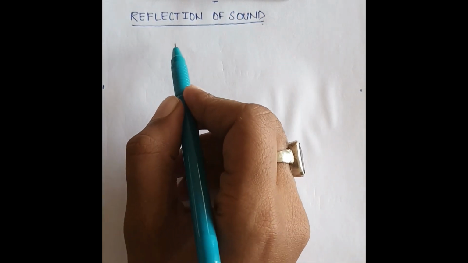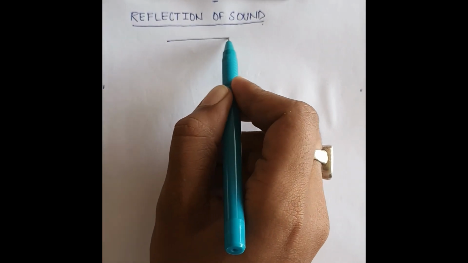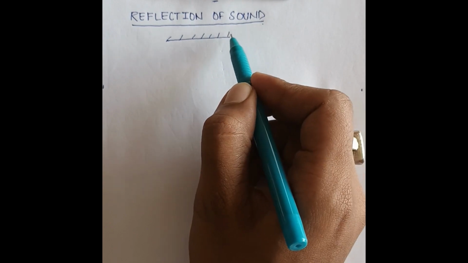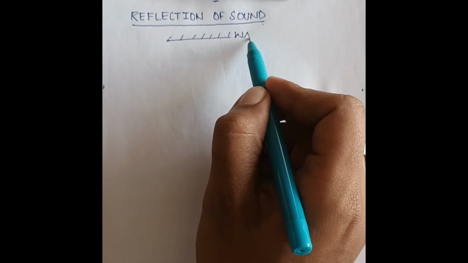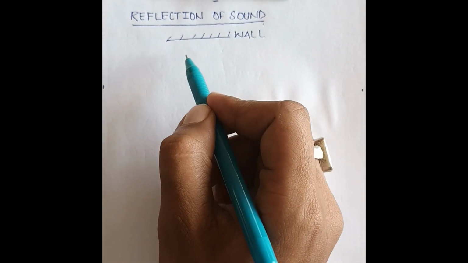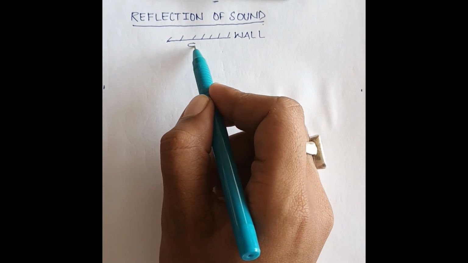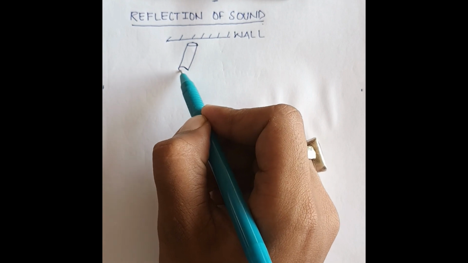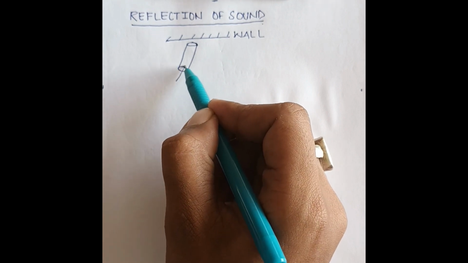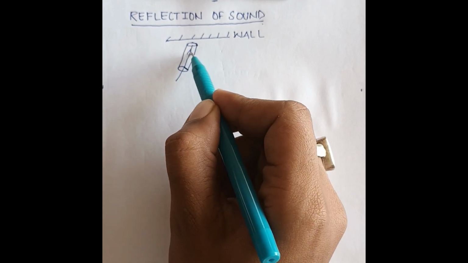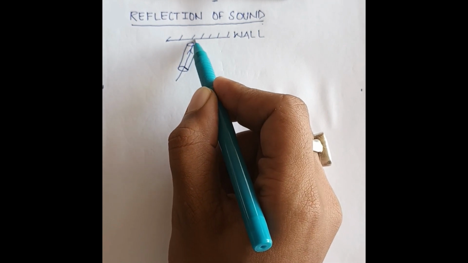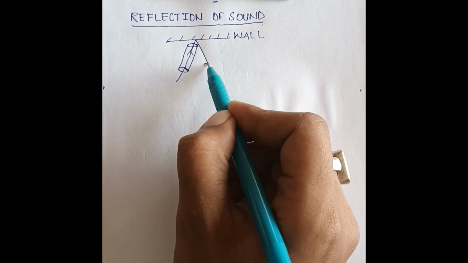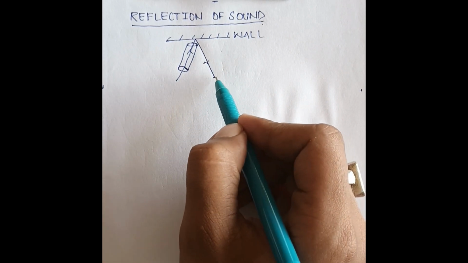What happens, students? Suppose we have a wall, let us consider this is a wall which the sound is about to strike. And let us consider we have a hollow pipe through which we will try to send the sound in this direction. It will strike the wall and be reflected, and we will be able to hear the sound from here.